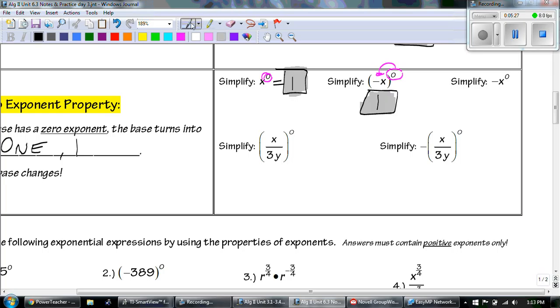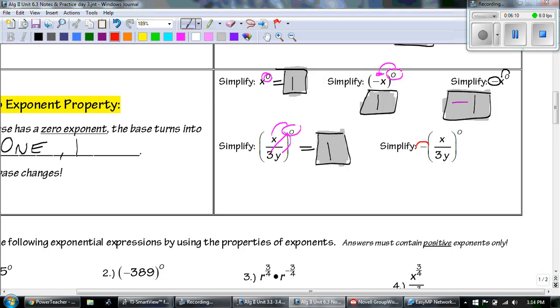Now our next one's a little different because the negative is on the outside. That stays there. But then whatever my exponent is, it's connected to the x, that turns into 1. So now this is negative 1. Okay? And even with problems like the x over 3y all to the 0 power, this would be distributed to everything, so everything just turns to 1. And then 1 divided by 1, 1.